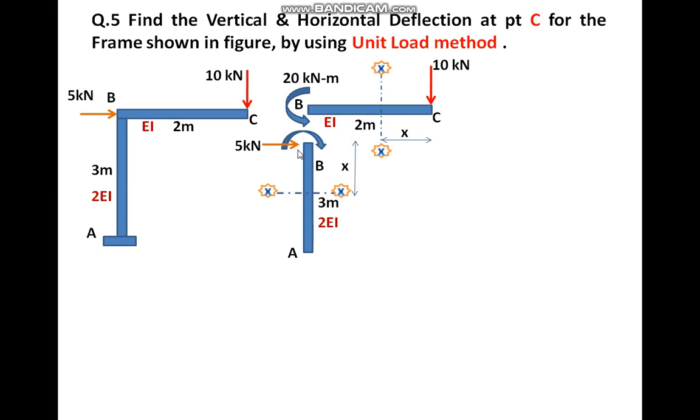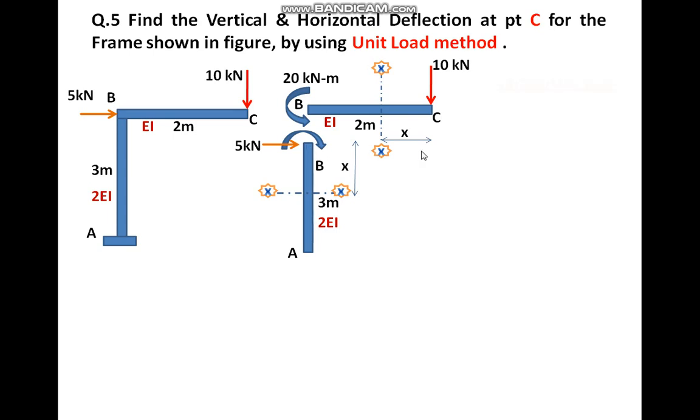B point. Next, the 10 kilonewton load rotates clockwise, 10 into 2 meter distance, you get 10 into 2, 20 kilonewton meter from C to B, but B to C will be anti-clockwise 10 kilonewton meter. Same thing, B to C is anti-clockwise, so B to A will be clockwise 10 kilonewton meter. The 5 kilonewton load stays as it is at this point.